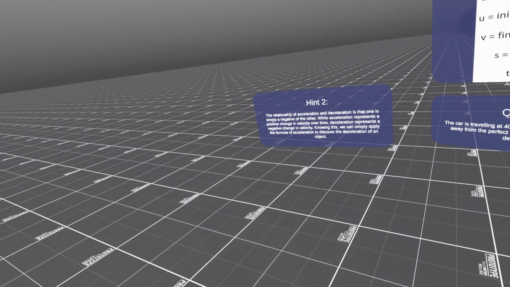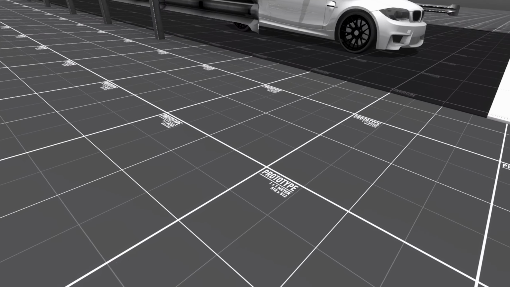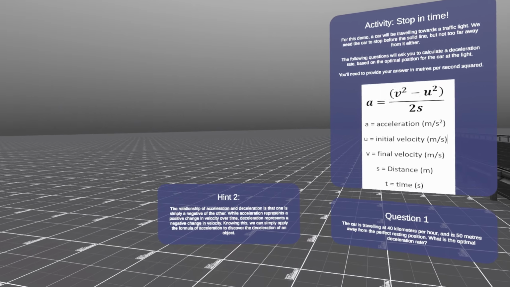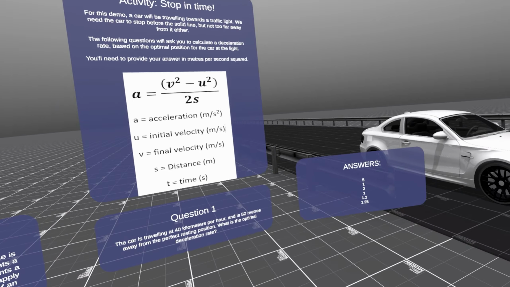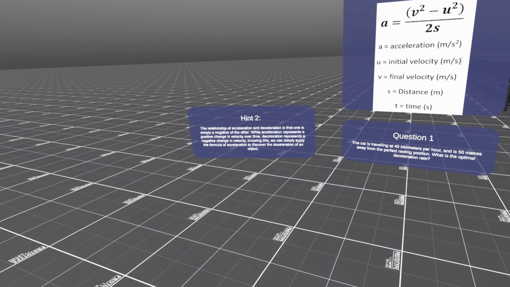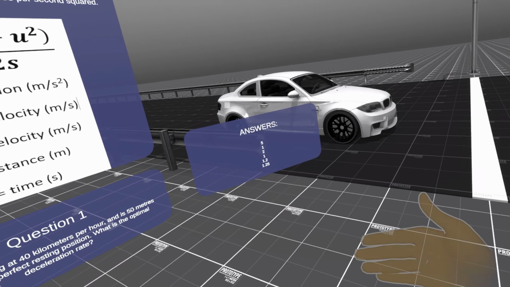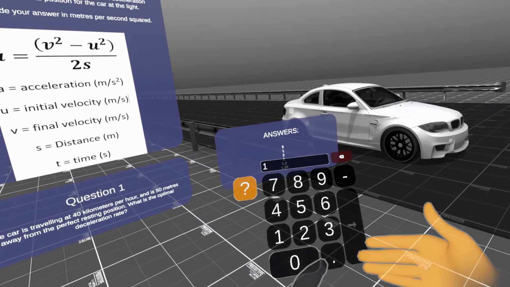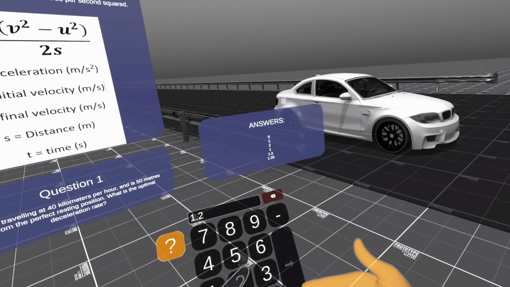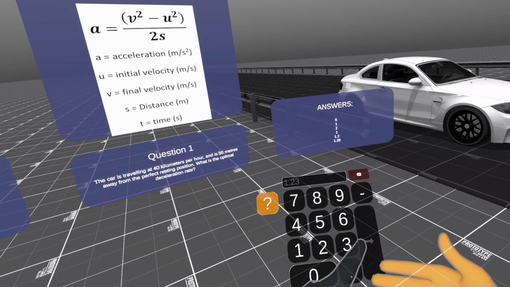While acceleration represents a positive change in velocity over time, deceleration represents a negative change in velocity. Knowing this, we can simply apply the formula of acceleration to discover the deceleration of an object. Right, and you should end up with a negative answer because of that. Okay. So let's go 1.2. Well, if that's 1.25, 1.2 was back there, so 1.23.